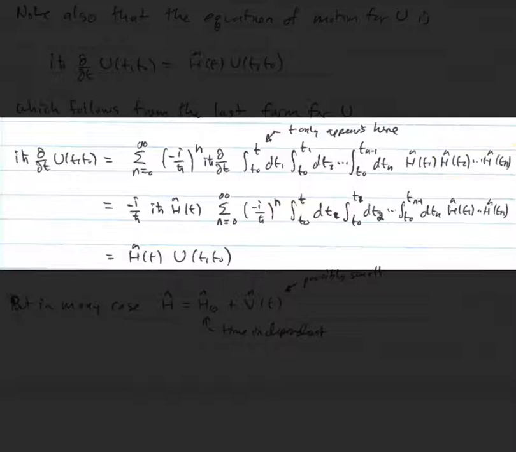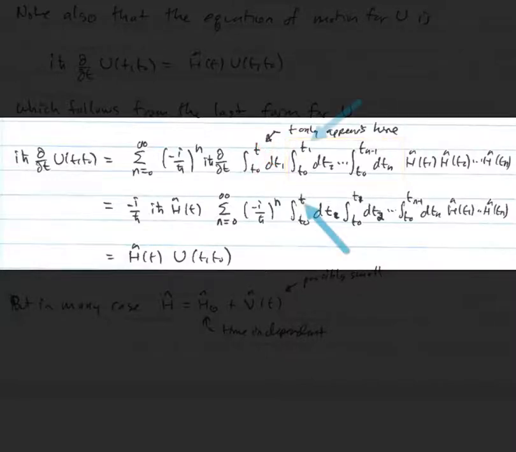In fact, as I look at this, it went just a little bit too fast in going from the top line to the second line. There were two things that took place there. We shifted the index so that the sum is going from n equals 0 to infinity. But as I had said before, when I take that derivative, I'm going to remove the t1 integral. I'm going to be left with this t2 through tn integral.